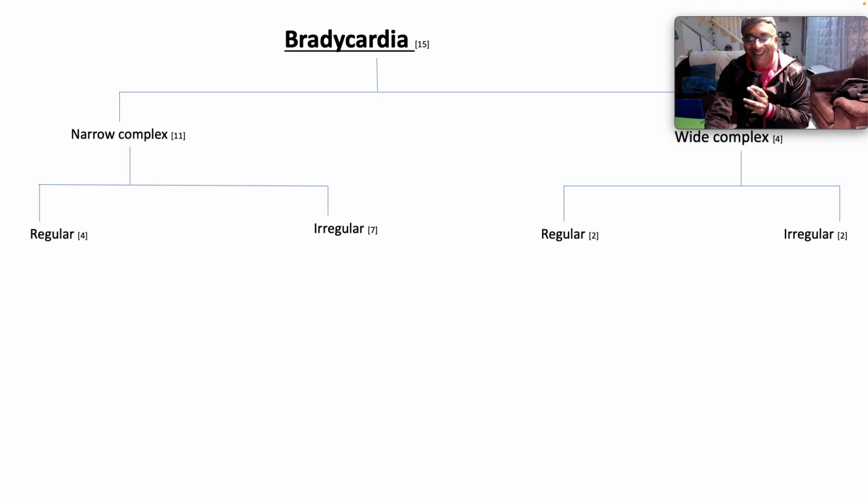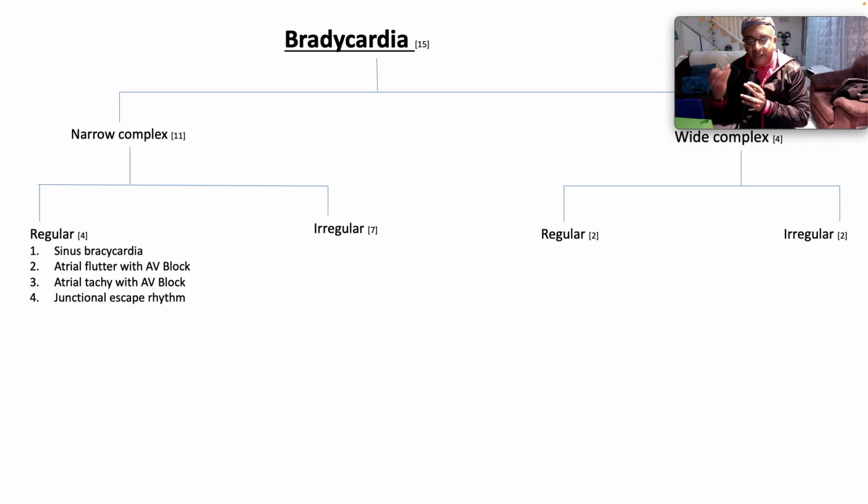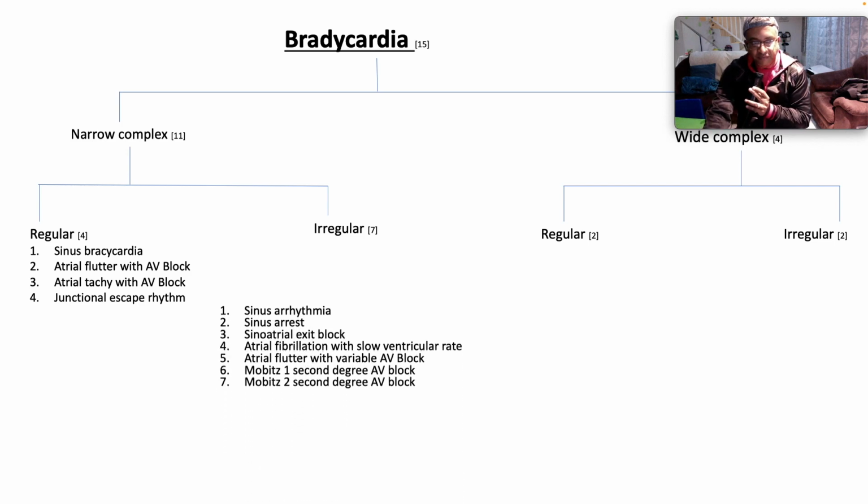Causes of regular narrow complex bradycardia, 4 to know: sinus bradycardia, atrial flutter with AV block, atrial tachycardia with AV block, which seems intuitively nonsensical, right? But there is atrial tachycardia which encounters a downstream AV block, so it becomes filtered and ends up as a bradycardia. Then you get a junctional escape rhythm.